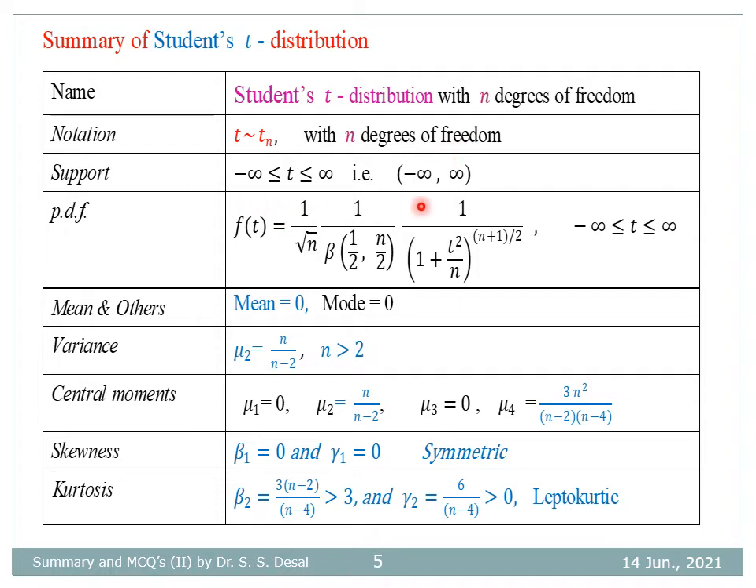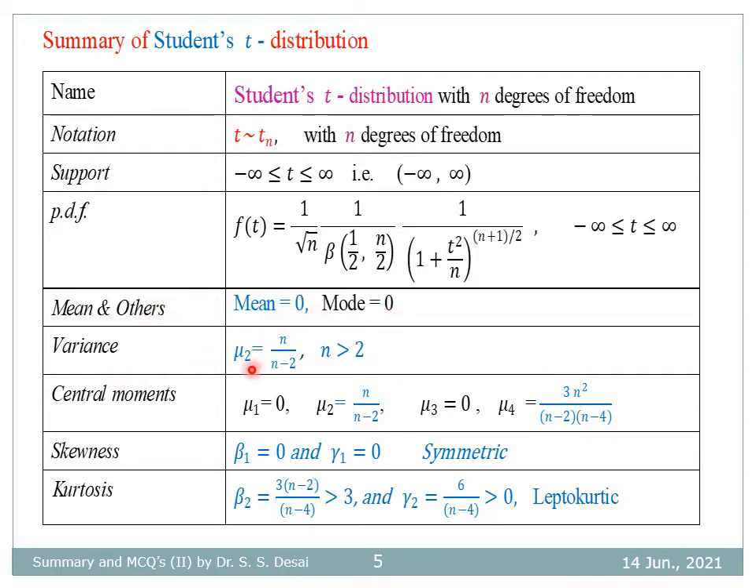Here the support set is the whole real line, minus infinity to plus infinity, and the PDF is f of t equal to 1 divided by root n, 1 divided by beta of half comma n by 2, into 1 divided by 1 plus t square by n, that raised to n plus 1 divided by 2. Here the mean is 0, and the mode is also 0.